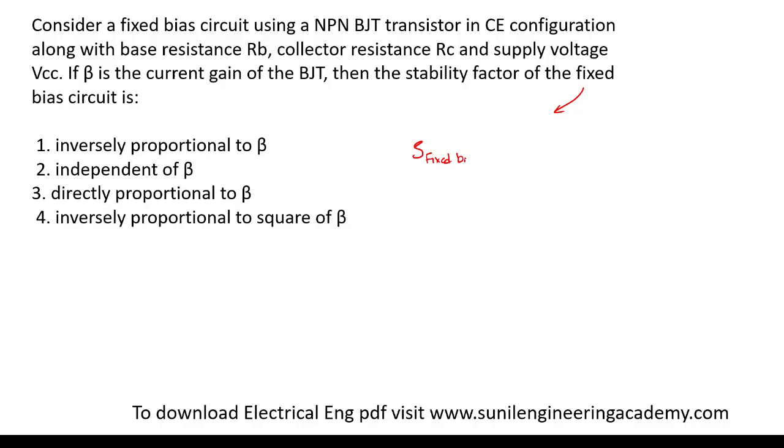In fixed bias, it is 1 plus beta. That means the stability factor depends mainly upon beta. So simply you can say it is directly proportional to beta. As beta increases, the stability factor value will be high. So it is directly proportional to beta.